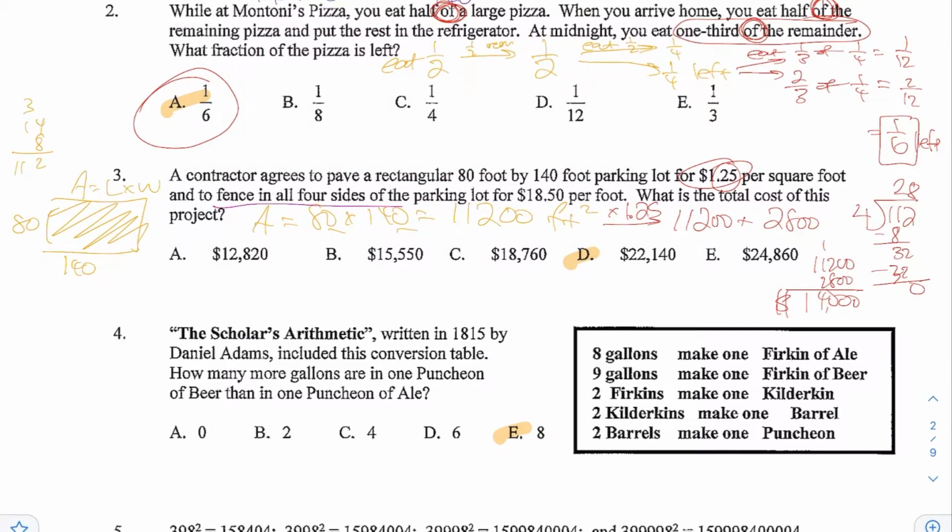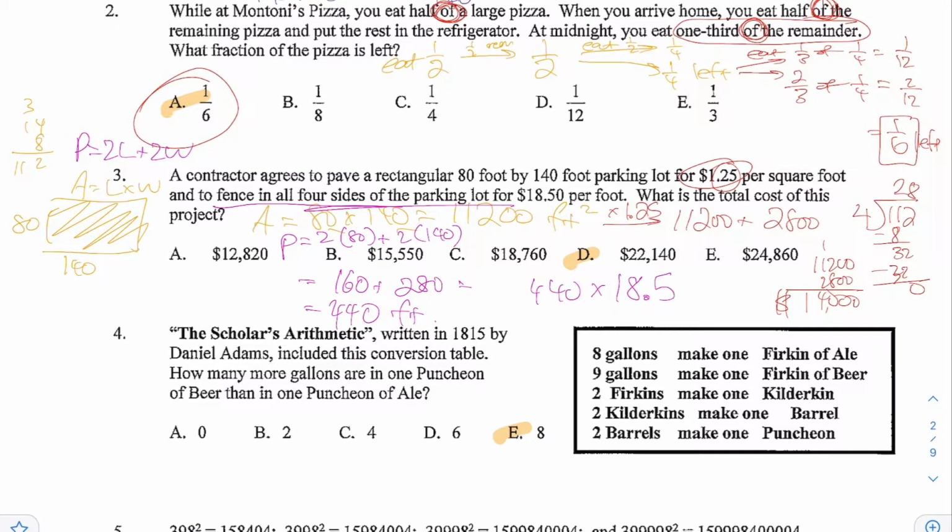You also have to fence in the 4 sides, so that's the perimeter. So the formula for the perimeter is 2L plus 2W. So that's going to be 2 times 80 plus 2 times 140. And that's equal to 160 plus 280, and that is equal to 440 feet.